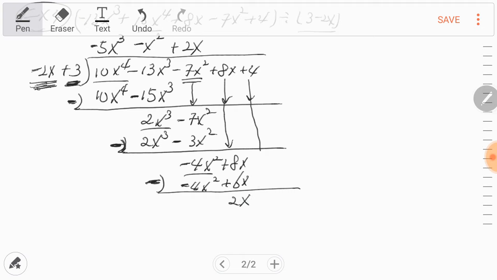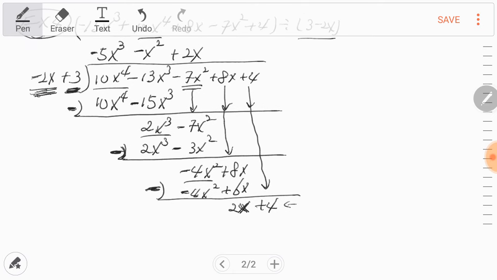And then bring the last term down. Okay. So look at this. The degree of this expression is 1, and the divisor's degree is 1. So we gotta do one more time. So negative 2x times what is 2x? That is negative 1. So once we multiply, negative, is it positive? So that is 2x minus 3. And then subtract.